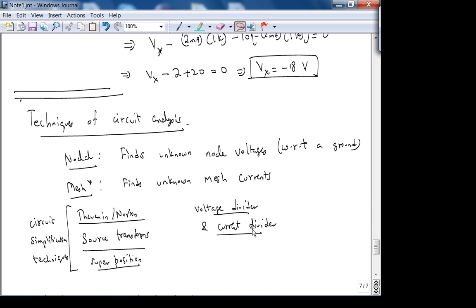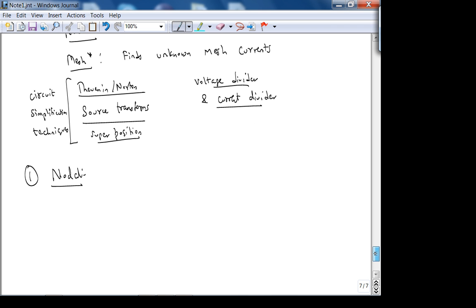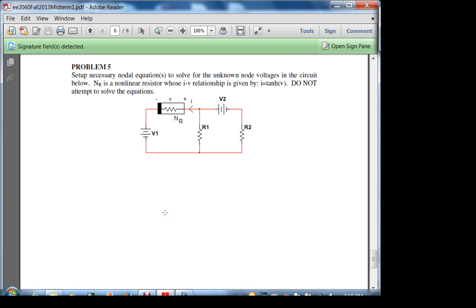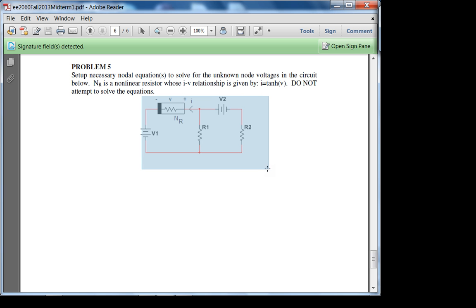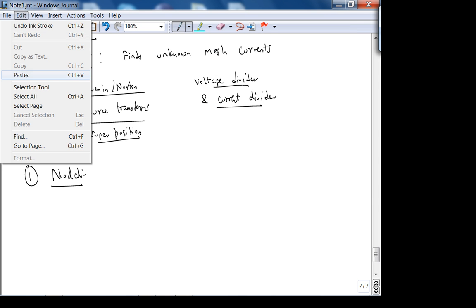Has everybody heard of voltage divider and current divider? Yes? Okay. Do you want me to cover this or no? No. All right. So then I'll get into nodal analysis. So here's nodal. If you look at this problem, I'll just do this problem. Okay, hopefully that copied it properly.